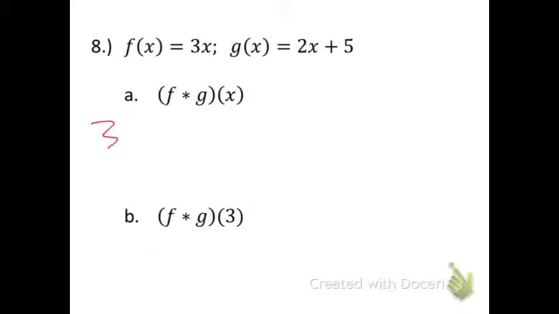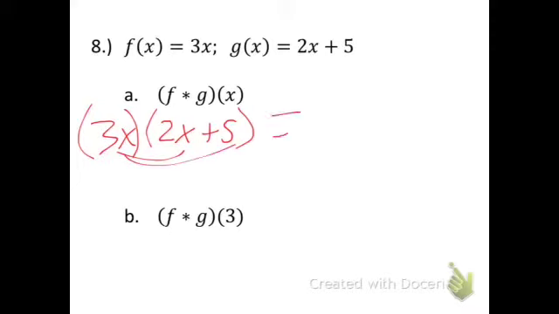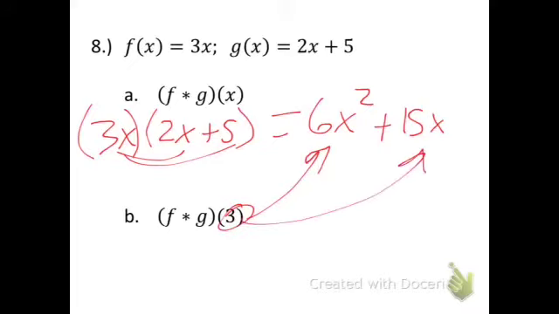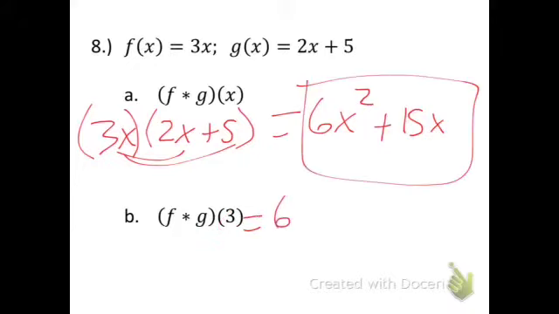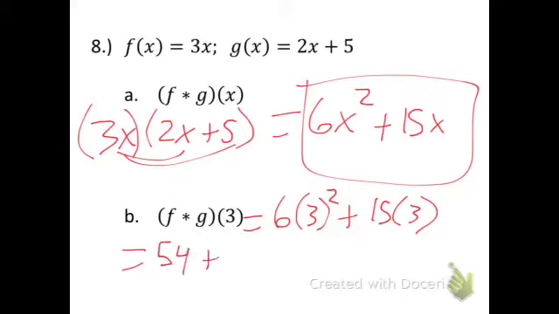Moving on to 8. 3x times 2x plus 5. And again, distribute through to get 6x squared plus 15x. Now we're going to take 3 and plug it into both of the x values there to get 6 times 3 squared plus 15 times 3. Well, 3 squared is 9, so you got 6 times 9, which is 54. 15 times 3 is 45. Add those up together, you're looking at 99.